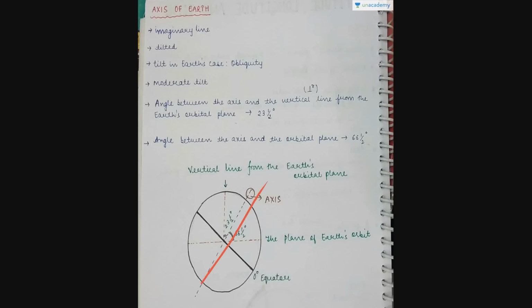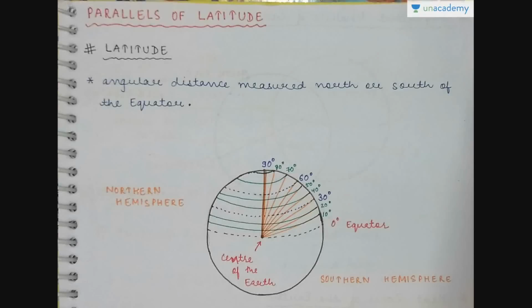So, this axis is making an angle of 66.5 degree with the plane of the earth's orbit. But the same axis is making an angle of 23.5 degree with this line. And what is this line? The vertical line from the earth's orbital plane, or the perpendicular line, which is making 90 degree with this plane. So, the angle between the axis and this line is 23.5 degree, and the angle between the axis and the plane is 66.5 degree. Just remember which plane the angle corresponds to.